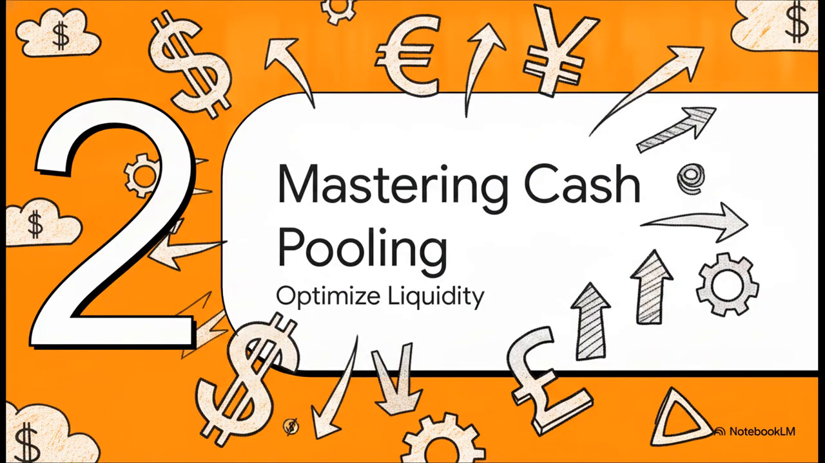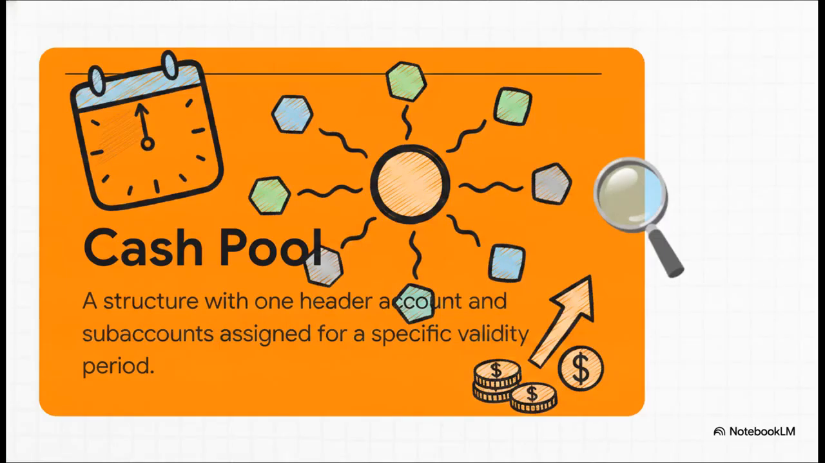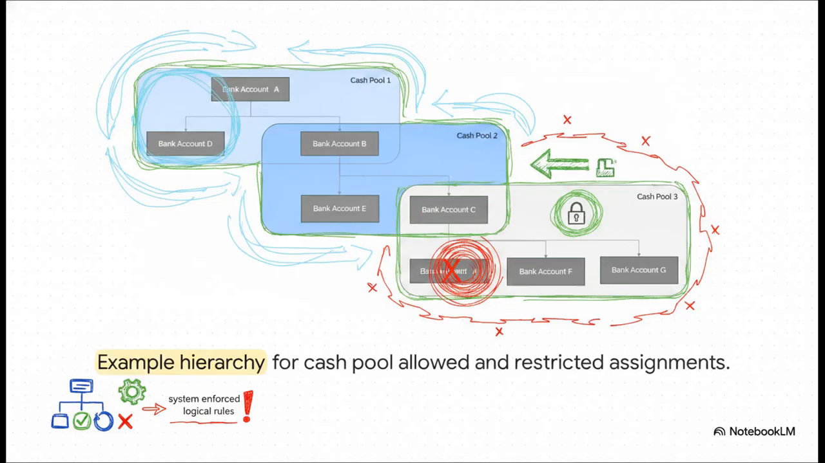Moving on to Section 2, Mastering Cash Pooling. Okay, so once you can actually see your cash, the next step is optimizing it. At its core, a cash pool is basically a hub-and-spoke financial structure. Think of a bicycle wheel. You have one header account, which is the hub, and one or more sub-accounts acting as the spokes, all assigned for a specific validity period. This centralized setup is exactly what lets companies concentrate their cash balances and honestly just drastically improve the efficiency of their everyday cash management.